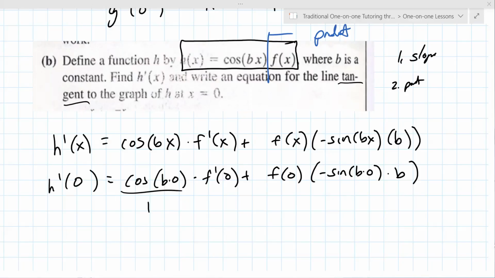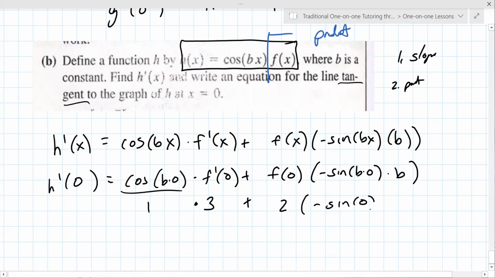F prime of 0 equals 3. Probably a lot of your teachers tell you this, that you've got to know this. F prime of 0 is given. F of 0 is 2, that's given as well. And then this is minus sine of 0 times b. What's the y value on the unit circle at 0? It's 0. So this all goes away because you're multiplying. So this whole thing goes away. It's 3 plus 0, which is 3. So that's your slope.